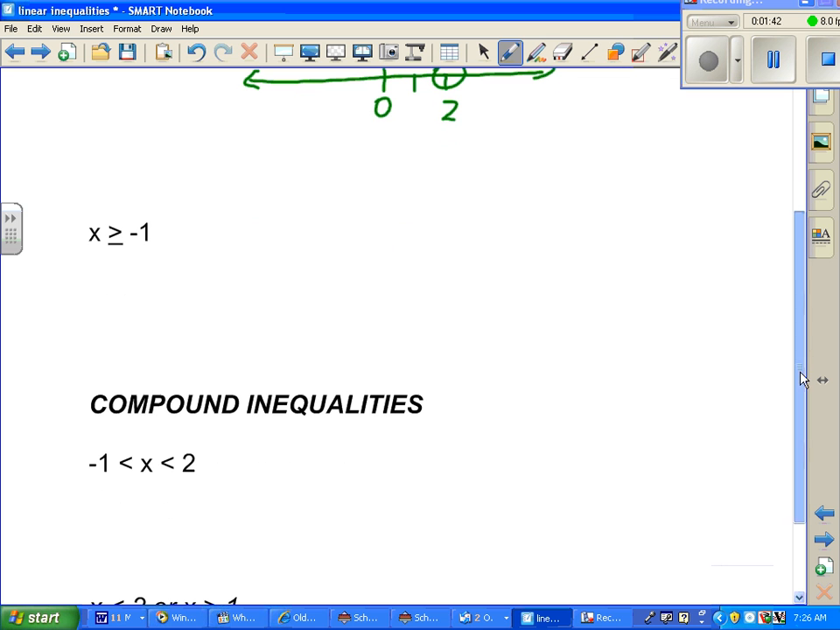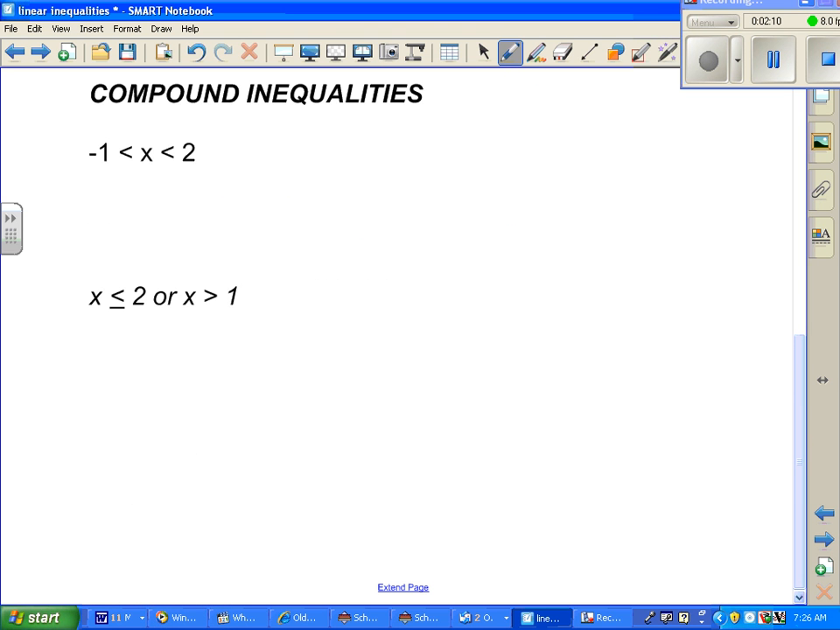Okay, let's take a look at the next one. Again, mark 0. x is greater than or equal to -1, so we go to -1. Now this time, x is greater than or equal to, so this time we're going to have a closed dot. And since we're greater than, we're going to go to the right, because all the values greater than -1 are to the right.